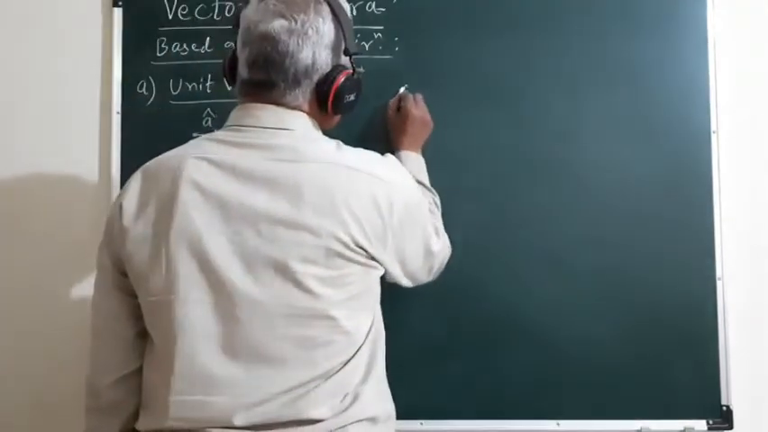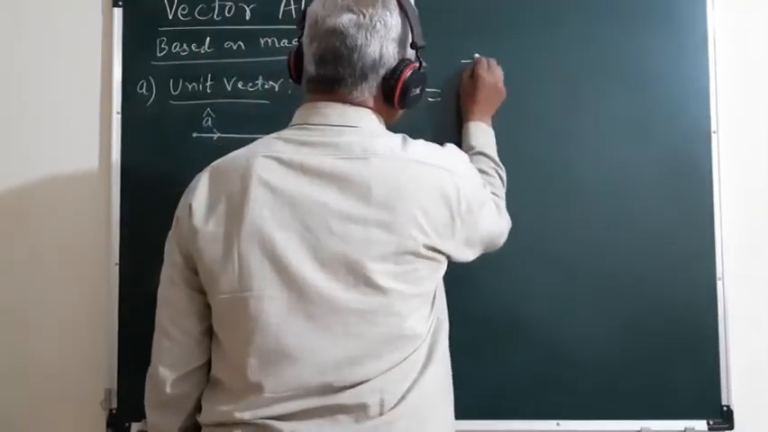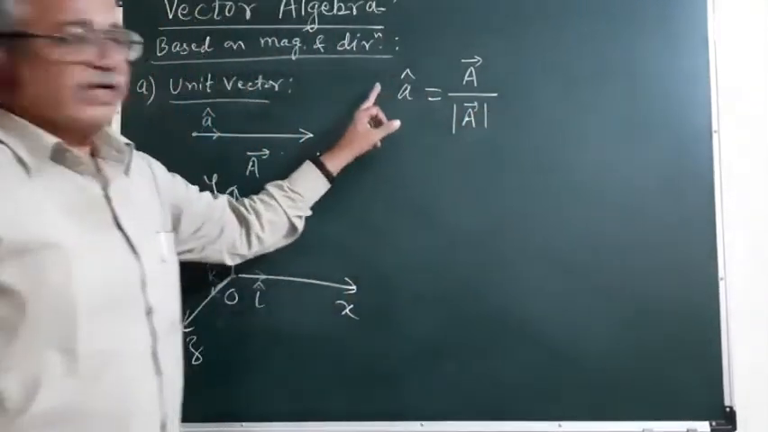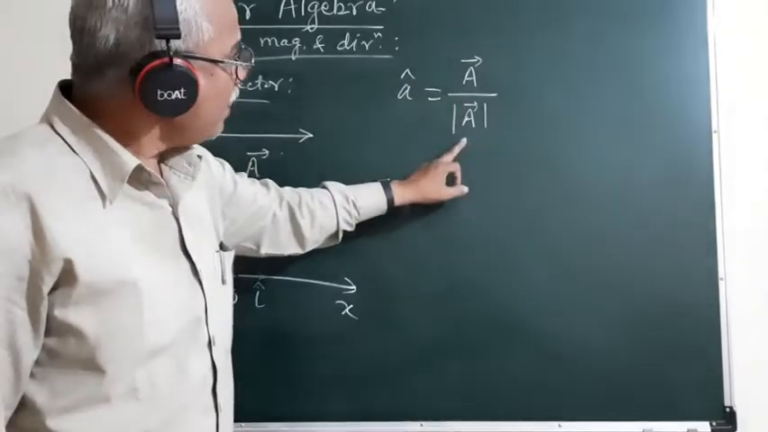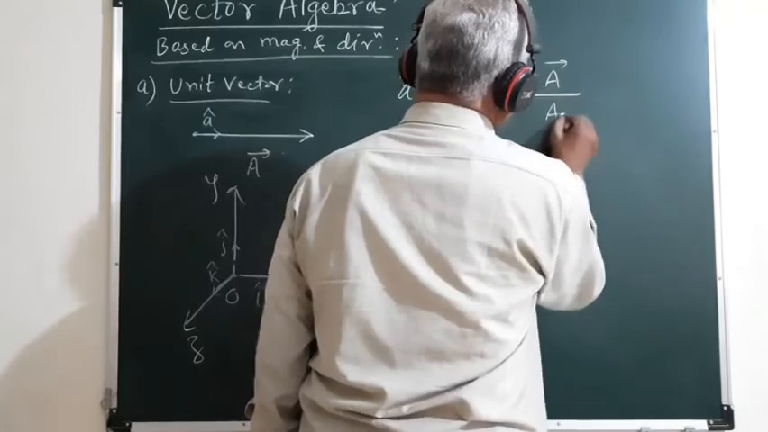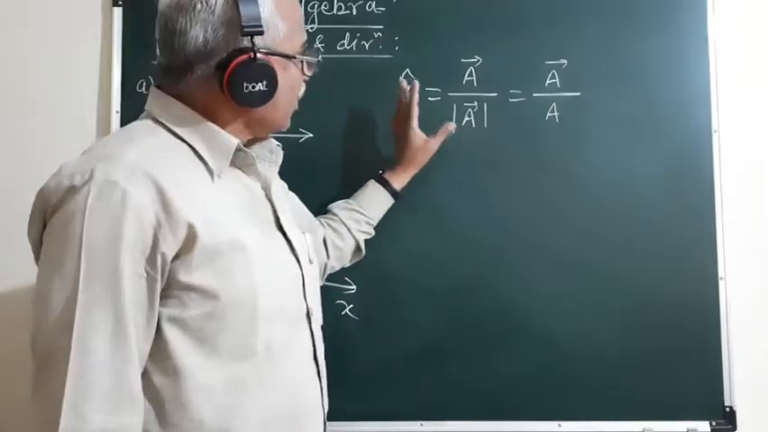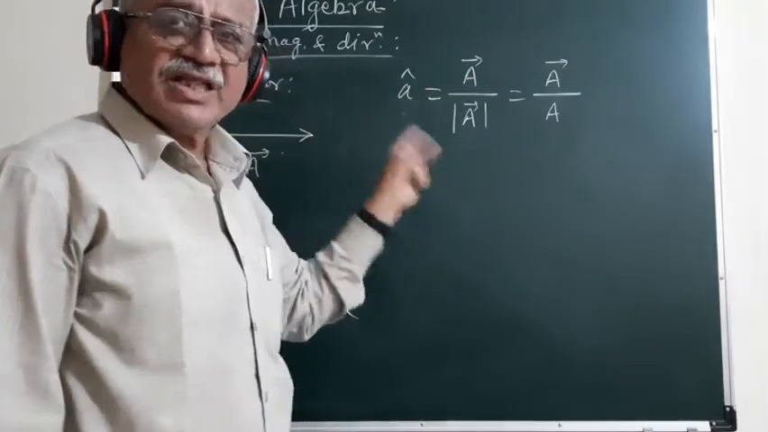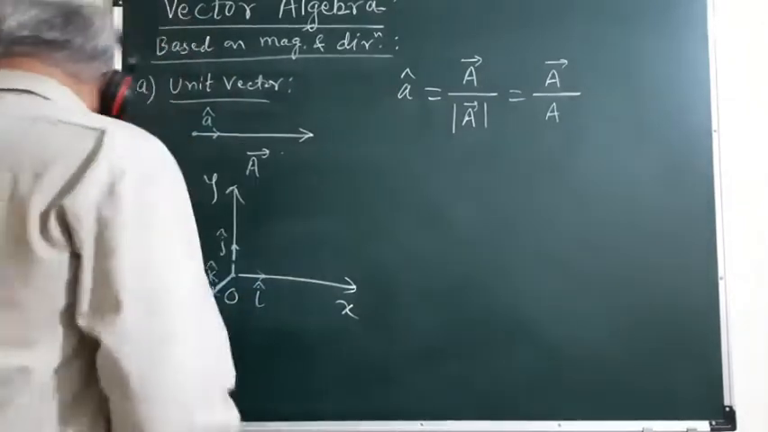The unit vector a cap is expressed as the ratio of the given vector a bar to its magnitude, or simply it can be expressed as a bar upon a, where a is the magnitude of the given vector a bar. So the ratio of the given vector to its magnitude gives the unit vector in the direction of the given vector a bar. So this vector a cap represents the unit vector.